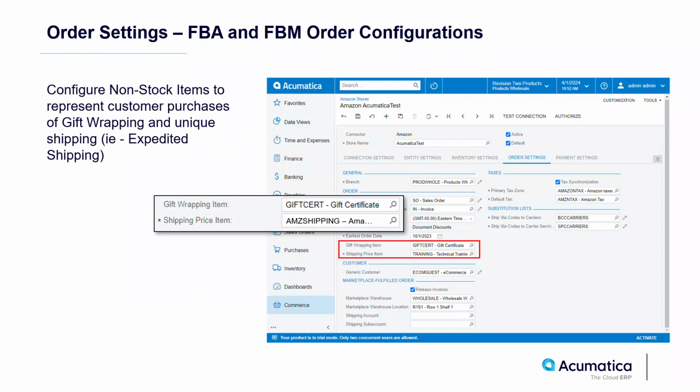Additionally, when you're selling FBM items, you might offer gift wrapping services, or maybe you offer expedited shipping. These are line items that can be sold that are going to be associated with non-stock items inside the ERP, and you can configure the system to map those different services to those non-stock items here inside the order settings window.